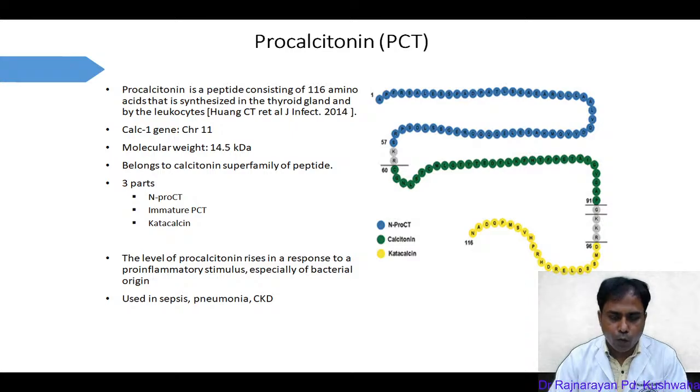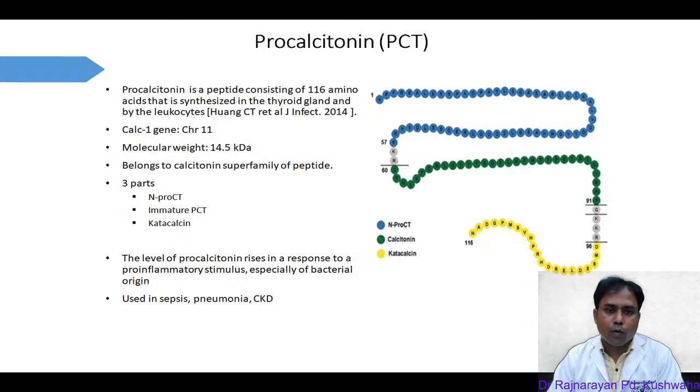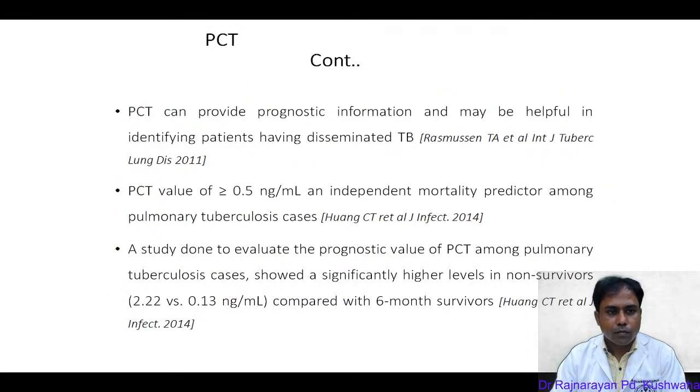The level of procalcitonin rises in response to a pro-inflammatory stimulus, especially of bacterial origin. Even if the person has a viral infection together with a bacterial infection, procalcitonin rises especially in the bacterial infection. It is mostly used in sepsis, pneumonia and chronic kidney disease. Procalcitonin can provide prognostic information and may be helpful in identifying patients with disseminated TB, as well as in sepsis.